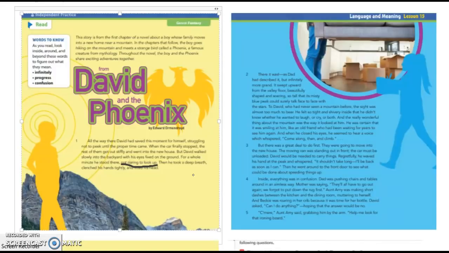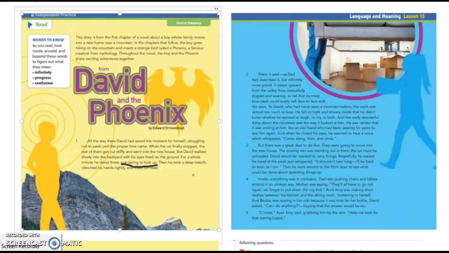There it was, as Dad had described it, but infinitely more grand. It swept upward from the valley floor, beautifully shaped and soaring, so tall that its misty blue peaks could surely talk, face to face with the stars. To David, who had never seen a mountain before, the sight was almost too much to bear. He felt so tight and shivery inside that he didn't know whether he wanted to laugh or cry or both.